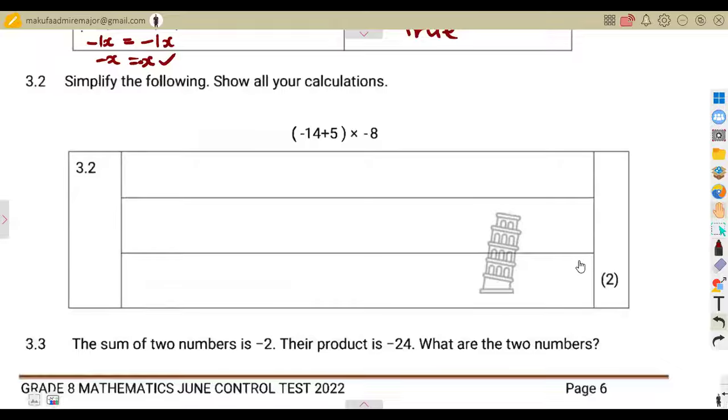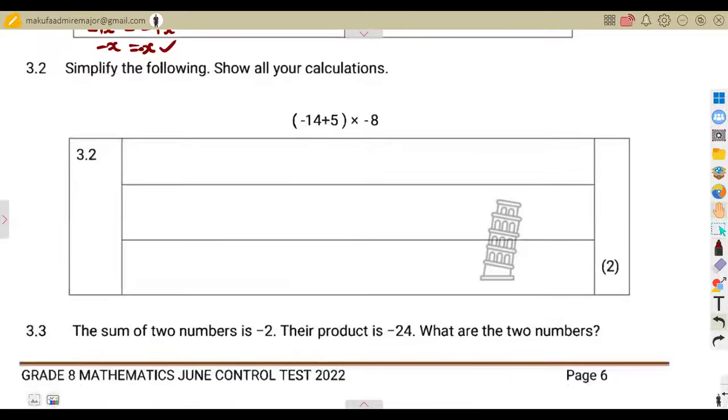Okay? Simplify the following. Show all calculations. We are back again to the BODMAS concept. Brackets first. What is inside of the bracket? Simplify -15 - 14 + 5. So you add -14 plus 5, that is -9. Then there's a times there, -8.